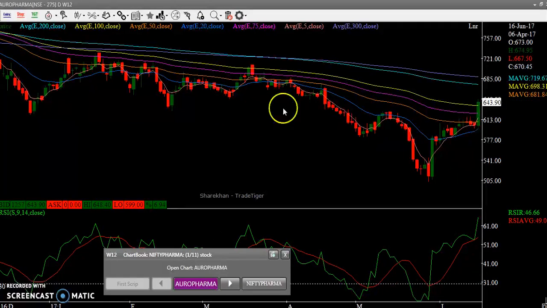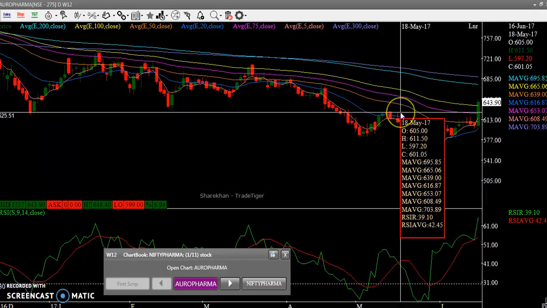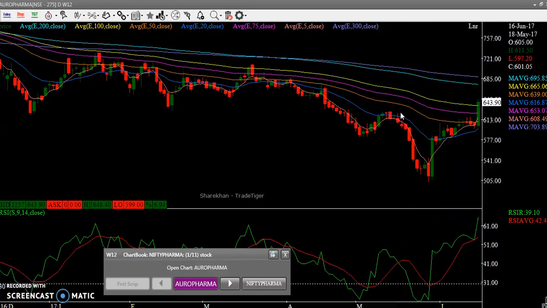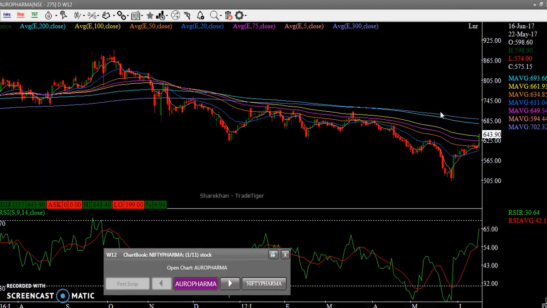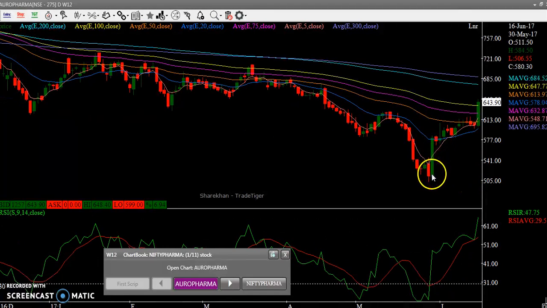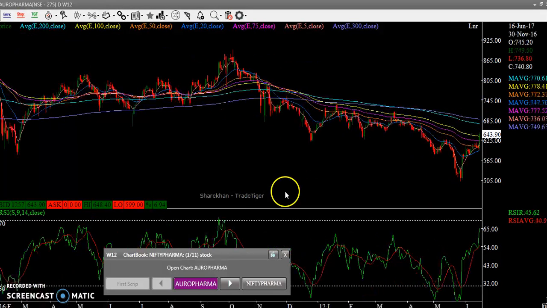So when Aurobindo Pharma was continuously making lower bottom, lower top, and suddenly after a lower bottom, it has broken the previous lower top, it has made a higher top right now. That means things are changing for Aurobindo Pharma, and this large LRC, long range candle, green candle, suggests that there was a lot of buying here in Aurobindo Pharma. And this LRC again here suggests that the trend is changing.